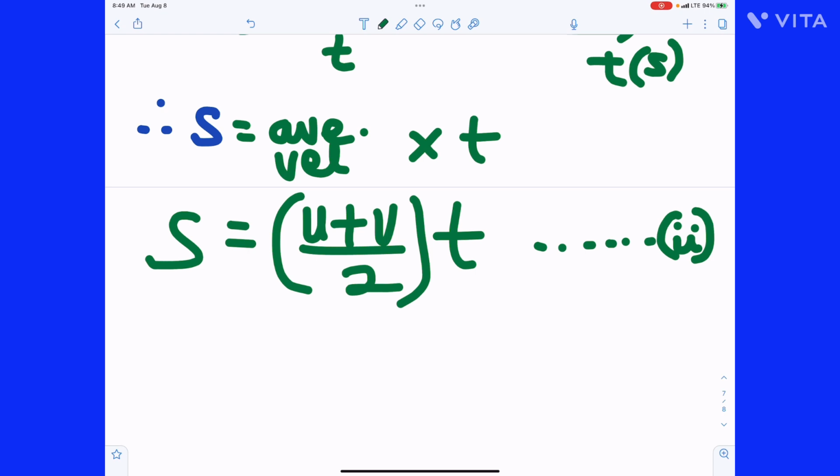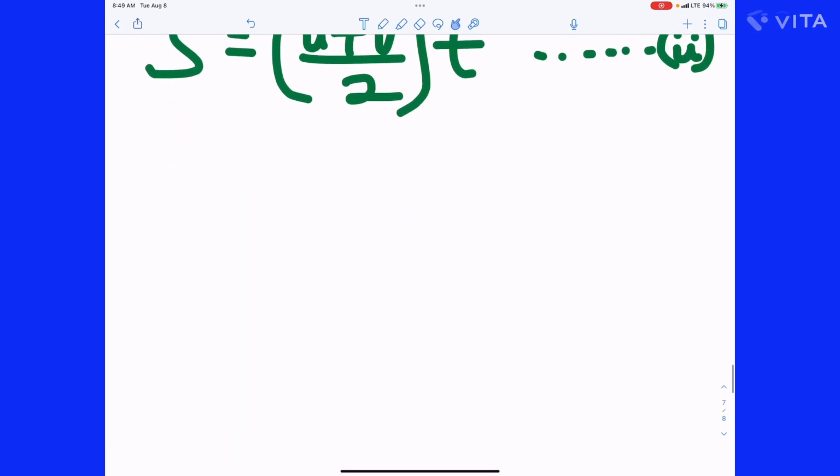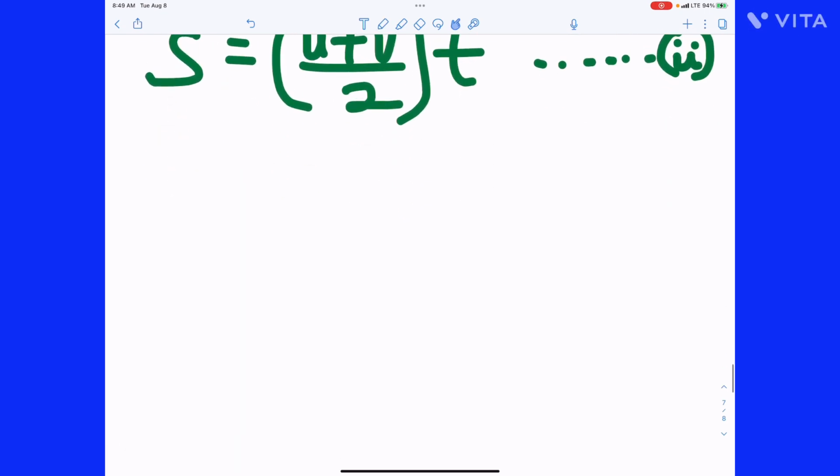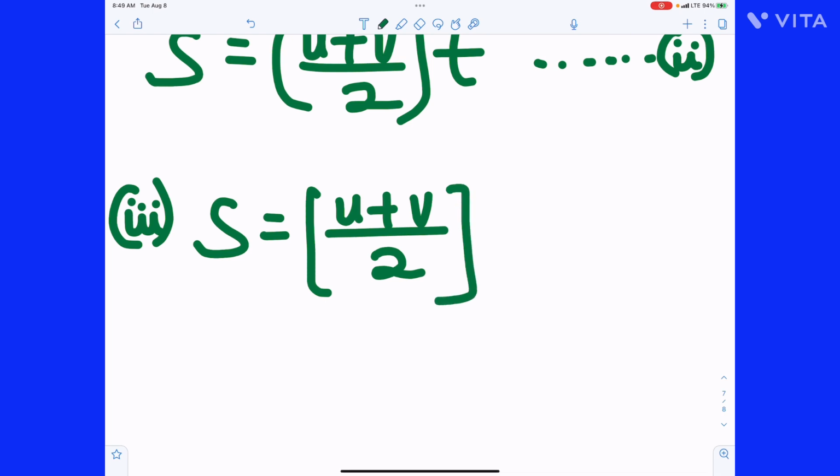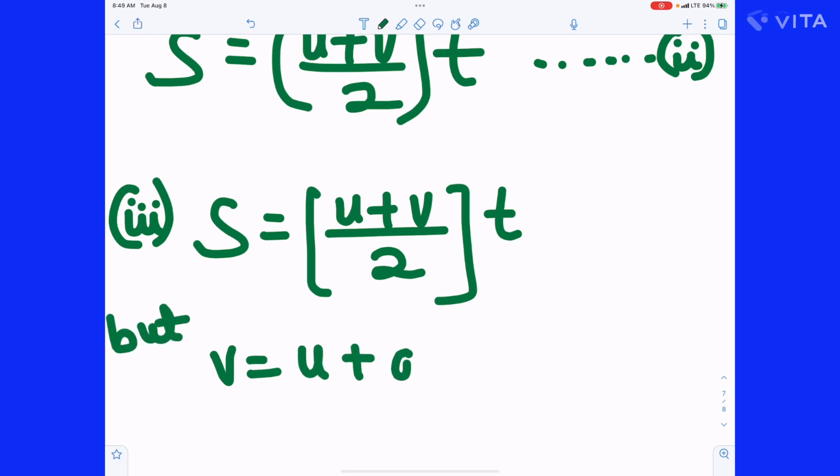Now, let's go to equation 3. The third equation is gotten from the second one. The third and fourth equations are gotten from equation 2. So from s is u plus v over 2 times t, from equation 1, we know that v is u plus at.